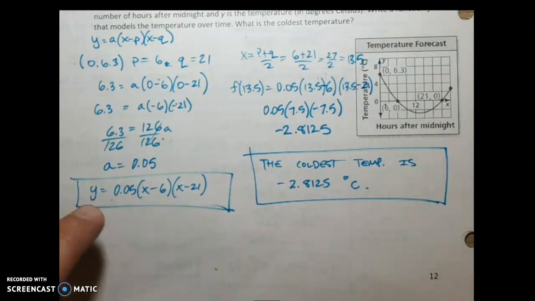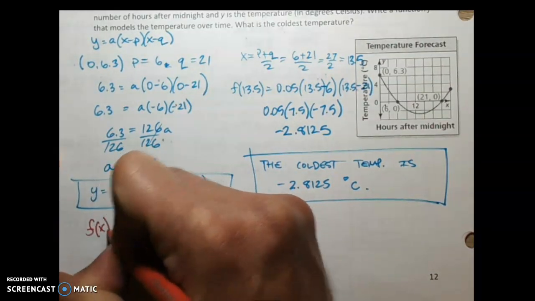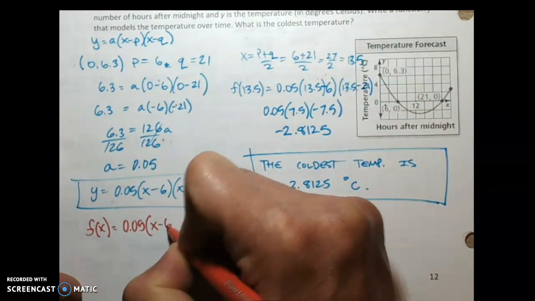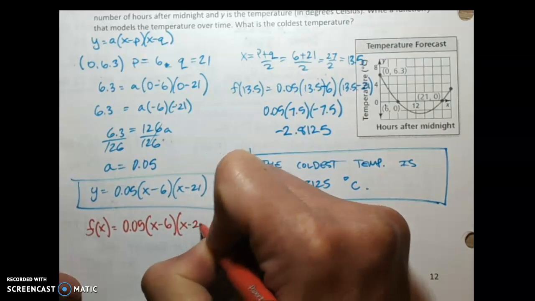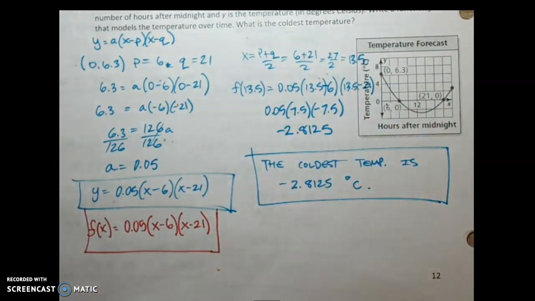I could have probably shown a function of f, and maybe I will just here. This could also be f of x equals 0.05 times x minus 6 times x minus 21. Also a good answer. Alright, there we go. There's 2.4. That is the end of Chapter 2 notes.